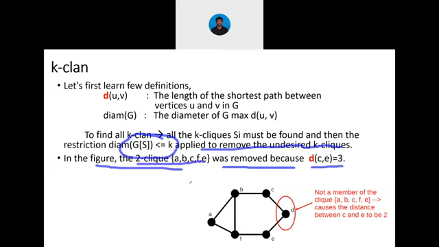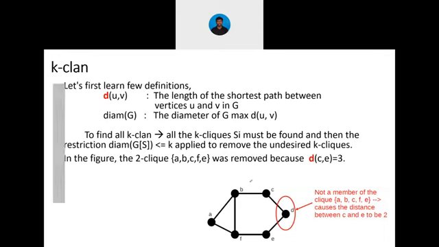Why have I been removing this 2-clique? Because the distance of CE is nothing but 3. From C to E, I have to reach. How do I have to reach? It has to be reached via C to B, the distance will be 1. C to B, the distance will be 1.